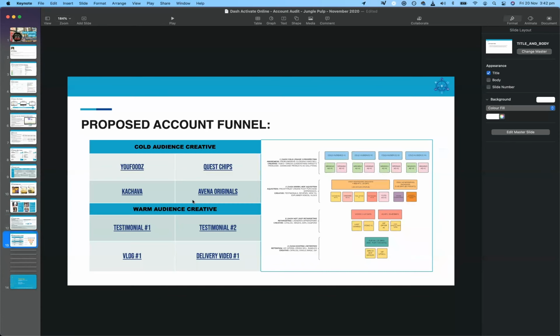That's good to know. I'll send this through, because this will take a while to go through, but this is the structure of the funnel that I would recommend, using this style of creative. And again, these are all linked.